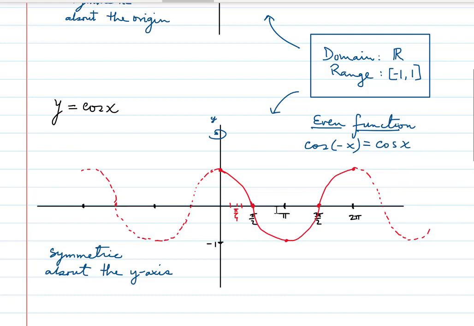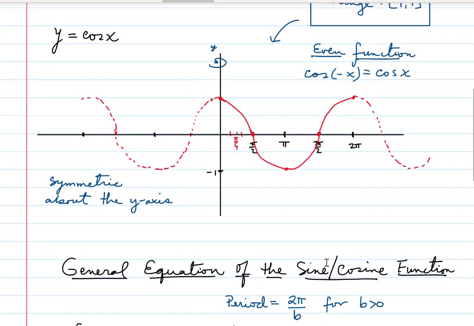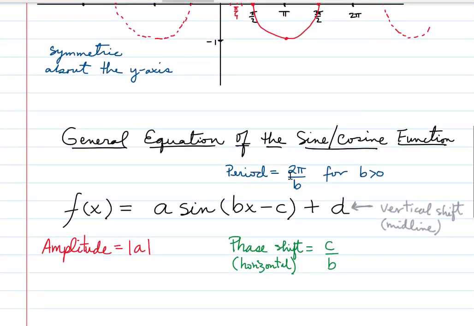And then it starts repeating again on both sides. But it still takes 2 pi for a whole cycle to complete. So this is why when you're computing the period here, you're going to start with 2 pi, because the original is 2 pi. Right? That's the reason.